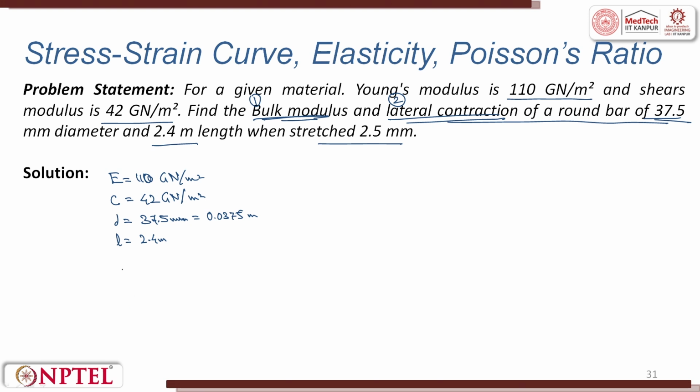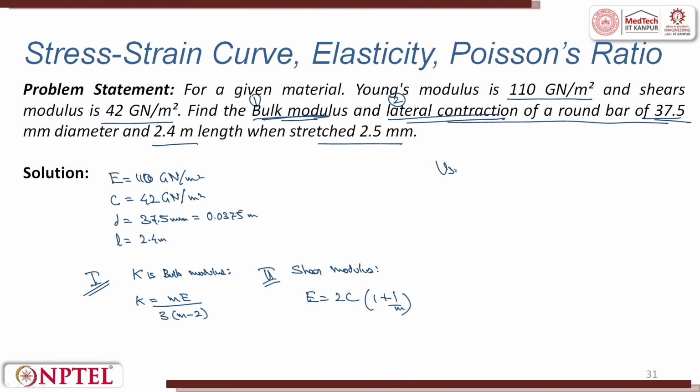So the bulk modulus K for this relation, where K is equal to M into E by 3 into (M minus 2). Here shear modulus is also given. For shear modulus also there is a relation that I will put here: E is equal to 2C into (1 plus 1 by M), right. Let us first find the value of M using the shear modulus. This is relation 1, this is relation 2.